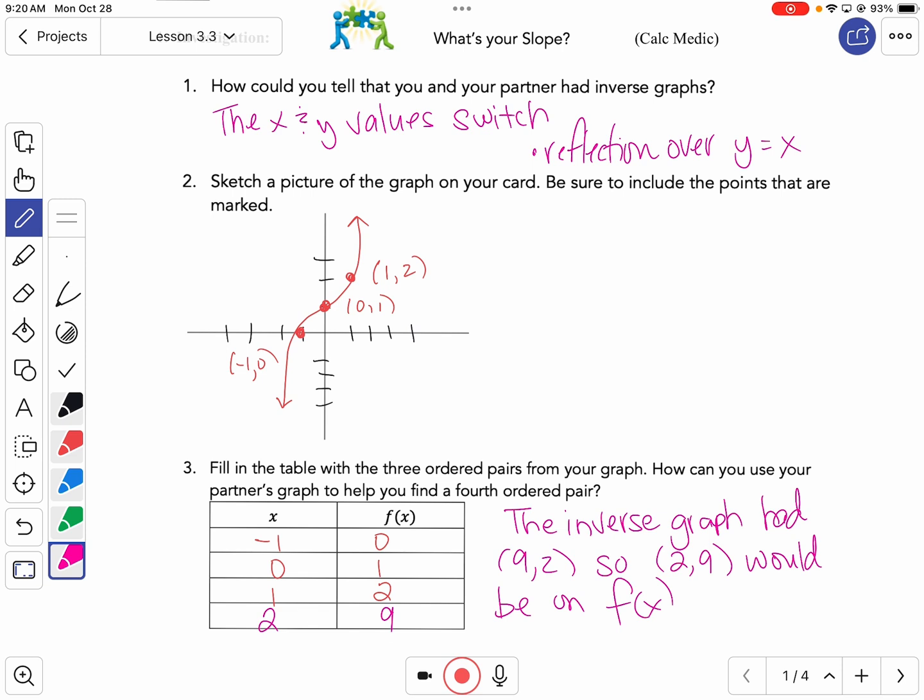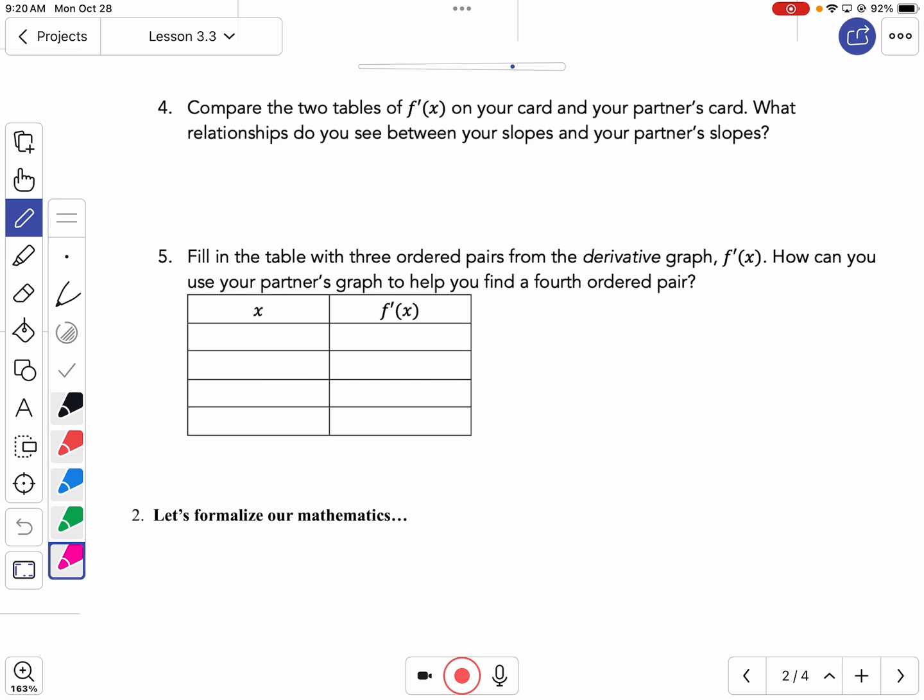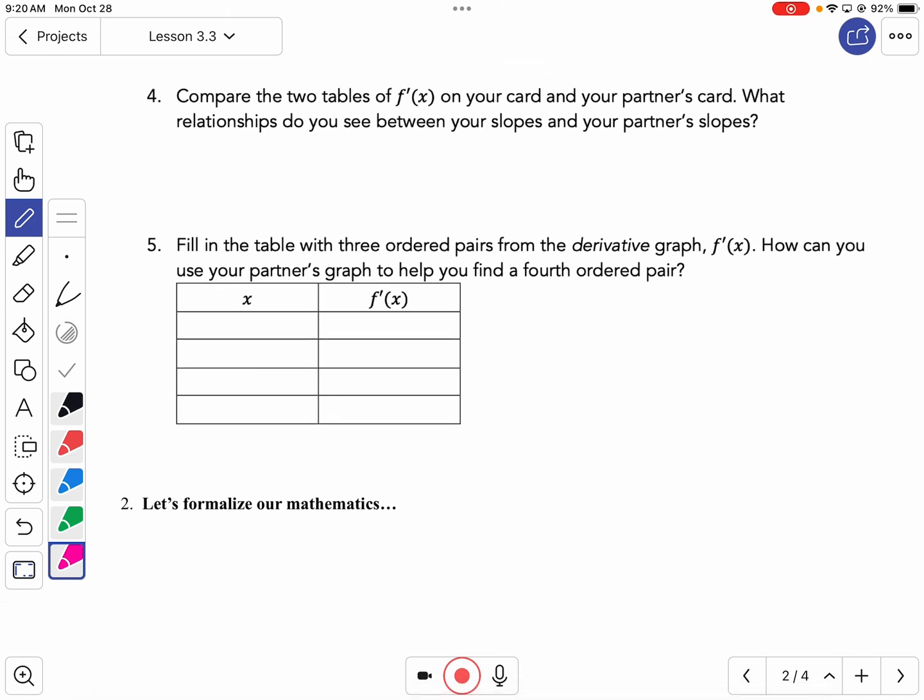If we want to find ordered pairs and I have an inverse, I could take its ordered pairs and switch them. It would give me its corresponding ordered pairs on the alternate function. So this time it asked me to look at the tables between my original function and my inverse function, and then to compare the slopes. What's represented by the slope? Or how do we represent the slope in that table? The derivative, right? So the derivative equals the slope.